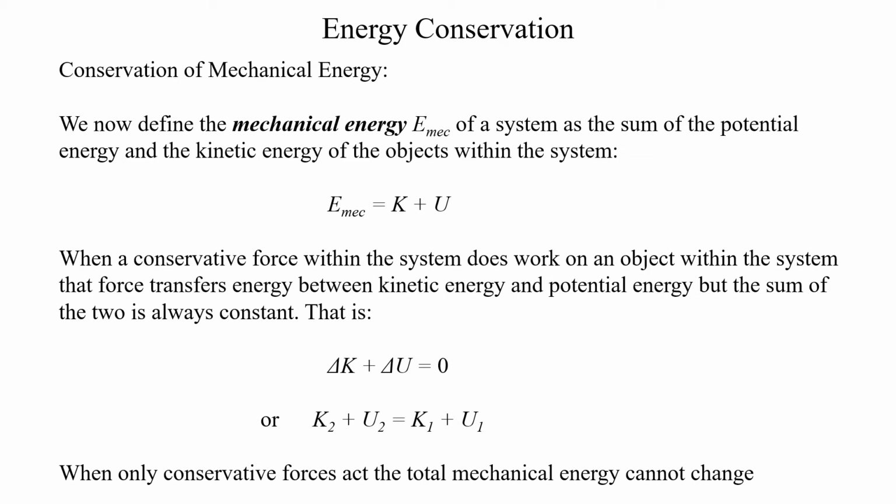If we only have conservative forces within our system, then the change in the kinetic energy plus the change in the potential energy equals 0. So that's another way we can write that. If our kinetic energy increases, that means the potential energy decreases by the same amount. And if our kinetic energy decreases, the potential energy increases by the same amount. Another way we could write that is, if we know the kinetic energy plus potential energy at one point in time, we also know the kinetic plus potential at another point in time. So K2 plus U2 equals K1 plus U1. The sum of the kinetic and potential is constant.